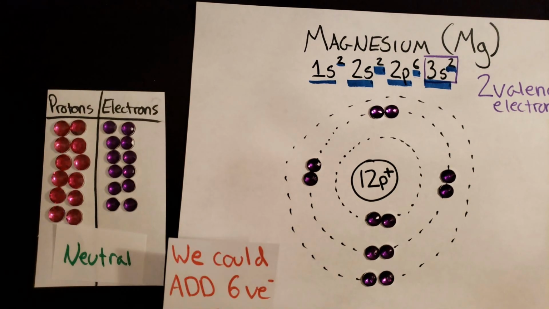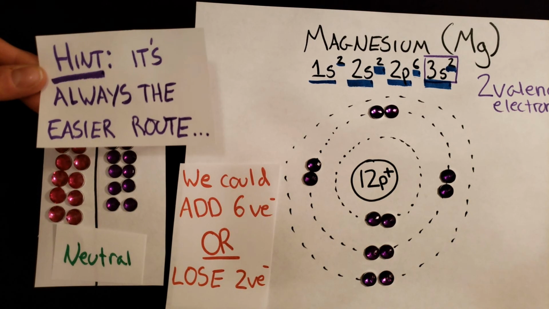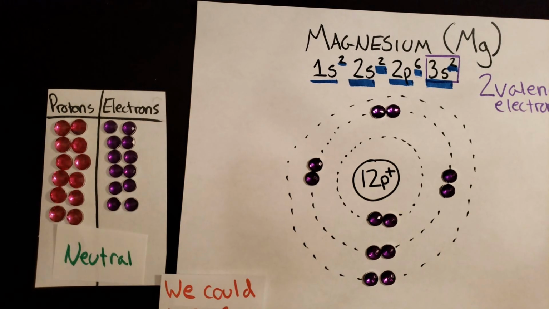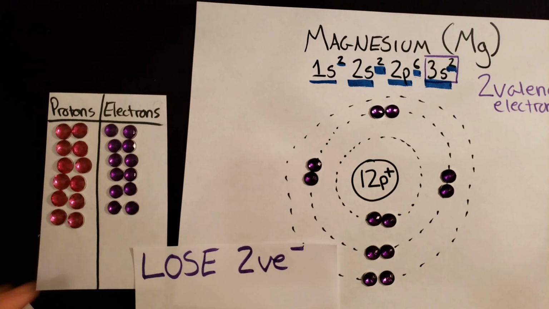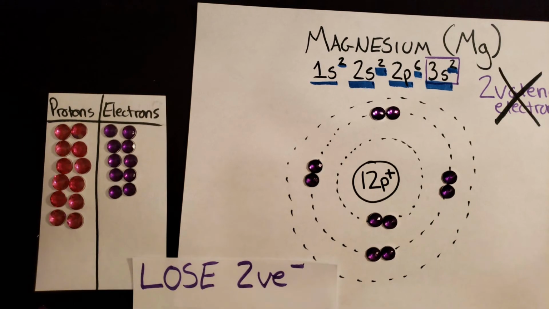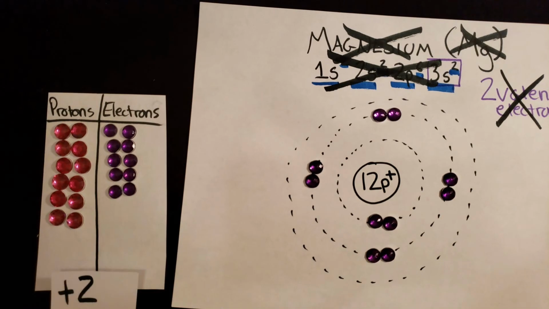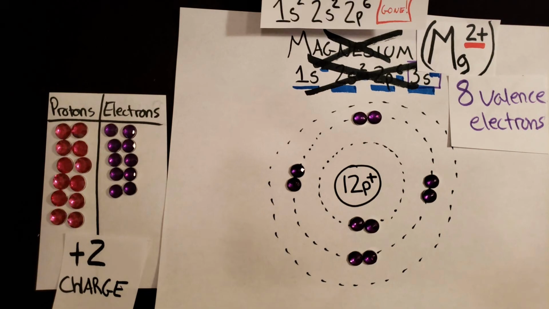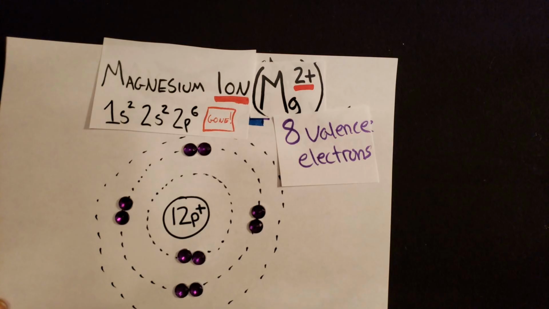So we could do one of 2 things. Add 6 or remove 2. We're always going to do the easier thing, and in this case, it's to remove 2. If we remove 2 valence electrons, we now have a positive charge on this atom. It no longer has 2 valence electrons. It now has 8 valence electrons because we've exposed the full shell underneath. We've also exposed the 2 positive charges of 2 protons, which means that this is now called the magnesium ion.